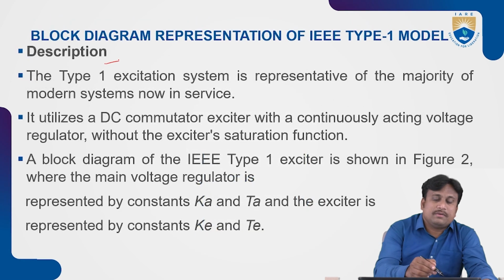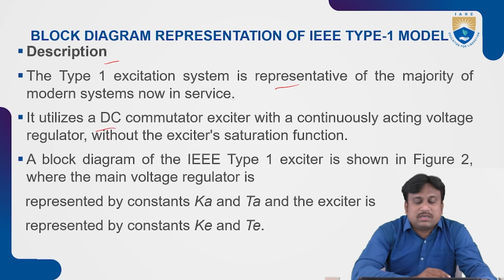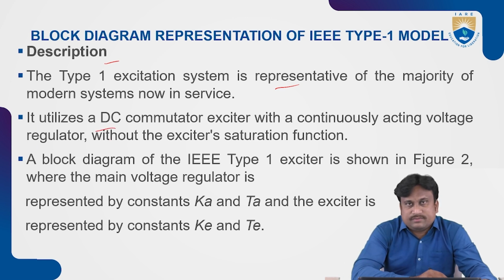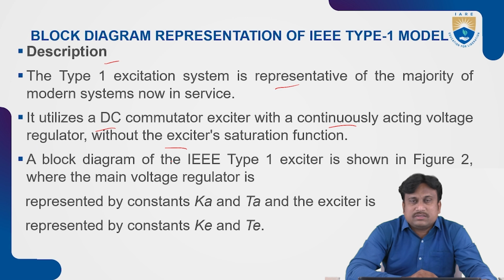This gives a suitable description: the Type 1 excitation system is representative of the majority of the excitation systems which are considered in service. It utilizes a DC commutator exciter, that means a continuously acting voltage regulator without the exciter saturation function. This is going to be introduced. Here we will derive a simple block diagram for better understanding of the IEEE Type 1 exciter model.